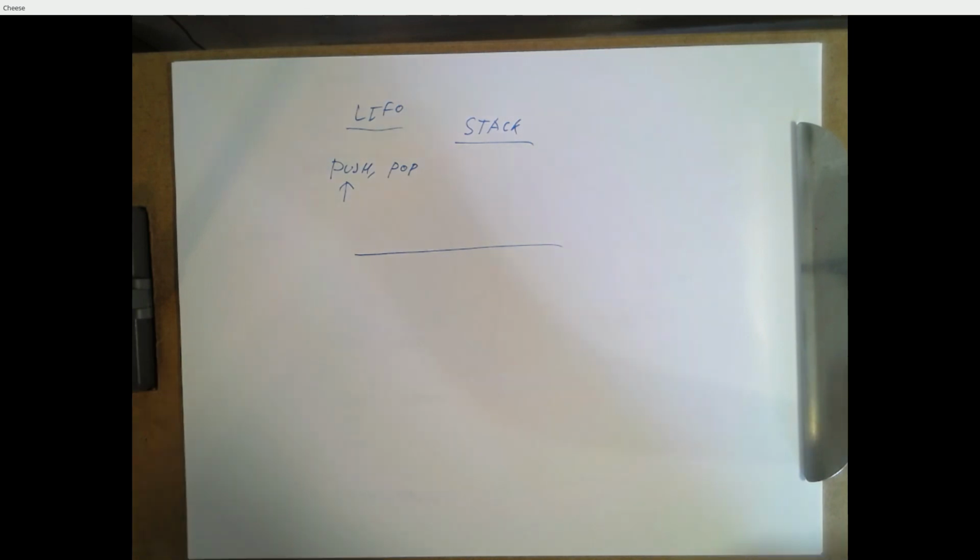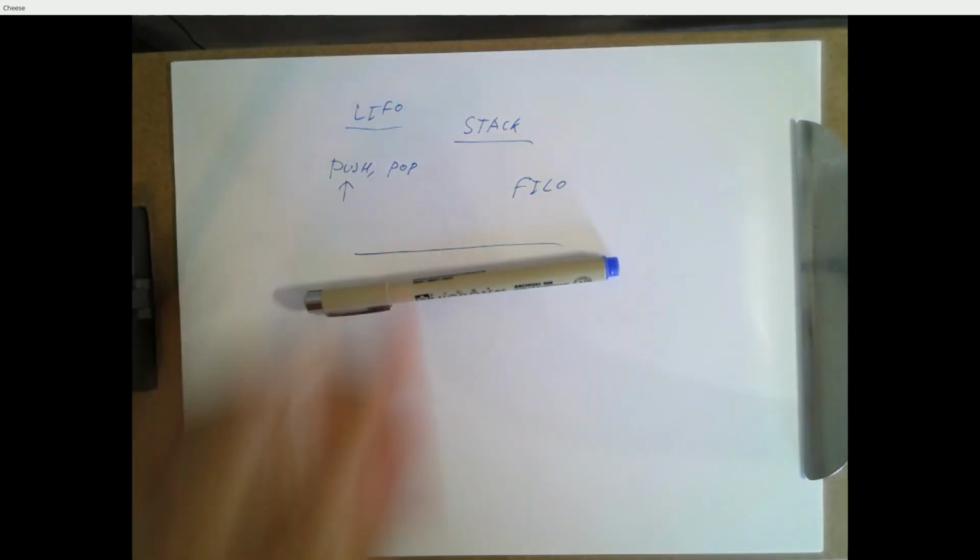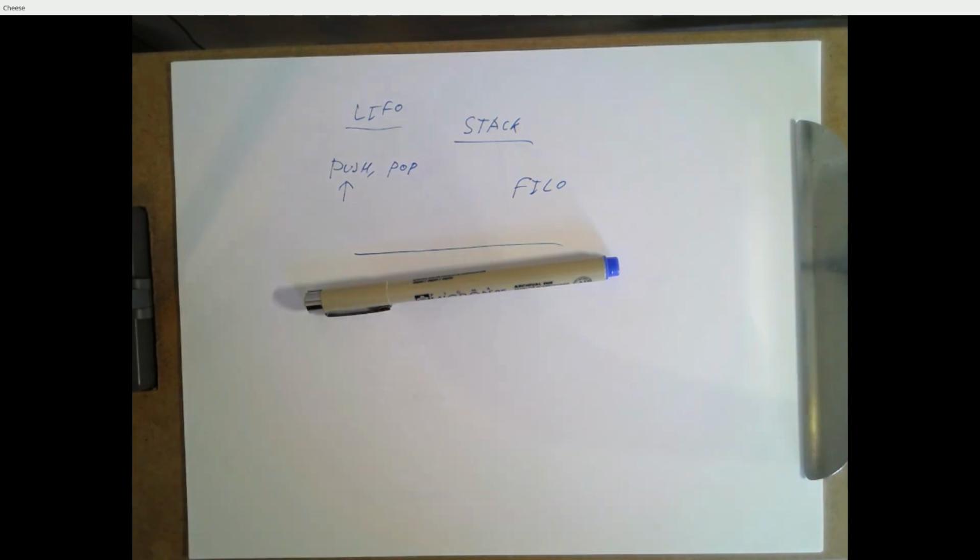So this is also something like a first in, last out. The pen was the first thing that I pushed on the stack. It's the very last thing that I'll ever pop out of the stack. Okay, so that's the basic concept of a stack. It's what we call an abstract data type.